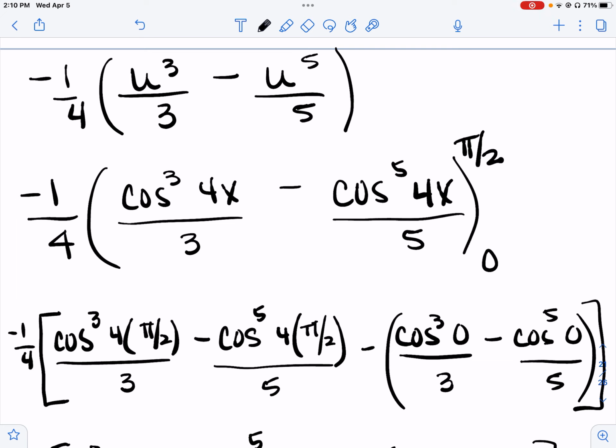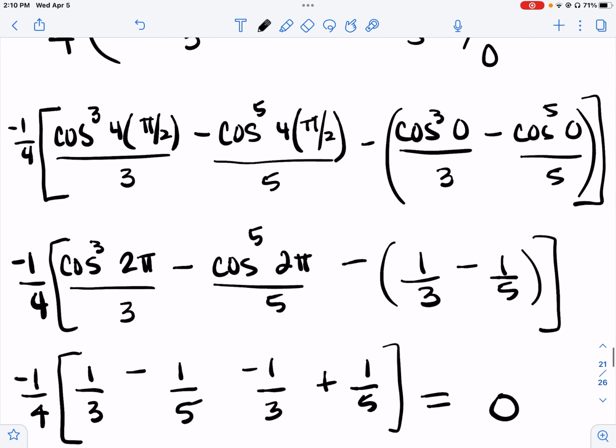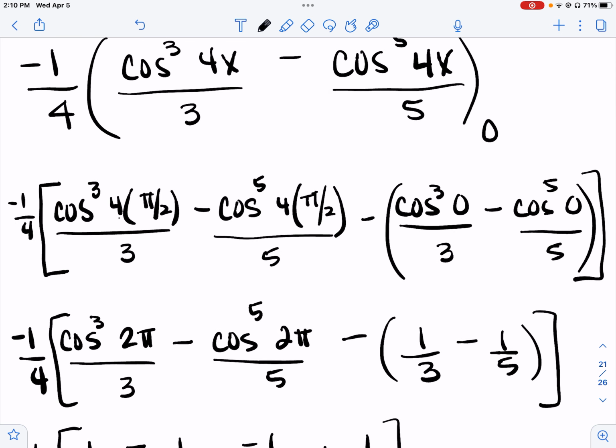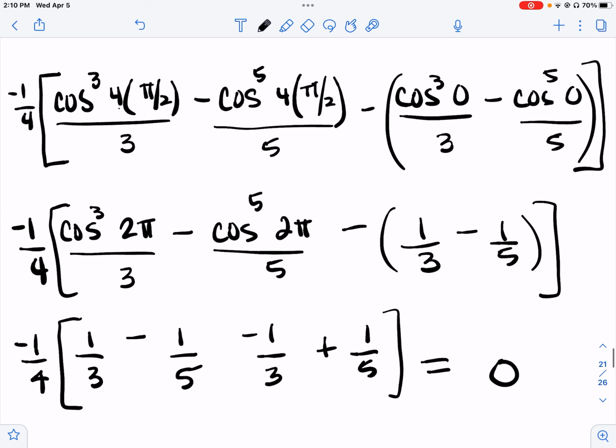Okay, now I can plug in. Okay, leave that negative 1/4 outside. Okay, now u is cosine 4x. So I'm putting pi over 2 in for x, so I've got to do 4 times pi over 2. Okay, so cosine cubed of 4 times pi over 2, cosine to the 5th of 4 times pi over 2. Now when you plug in 0, 4 times 0 is still 0. Okay, now 4 times pi over 2 is 2 pi.